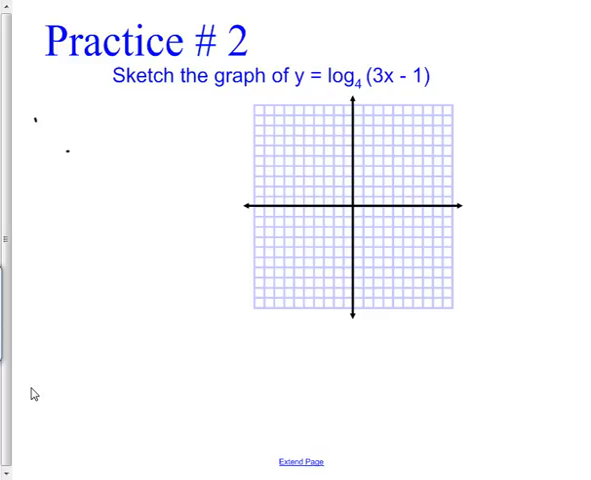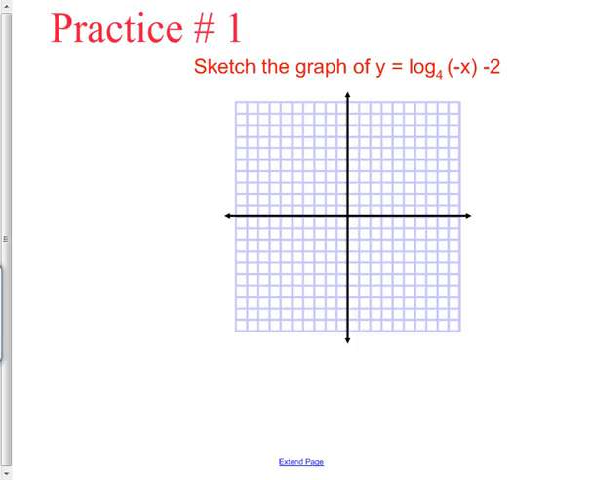So practice problem number 1. Let's first look at that one. And if you didn't have this one, I would suggest putting it down as another set of notes.